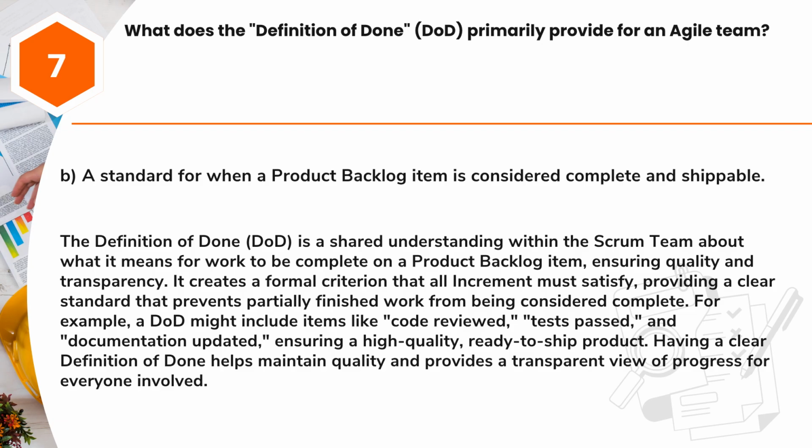being considered complete. For example, a DoD might include items like code reviewed, tests passed, and documentation updated, ensuring a high-quality, ready-to-ship product. Having a clear definition of done helps maintain quality and provides a transparent view of progress for everyone involved.